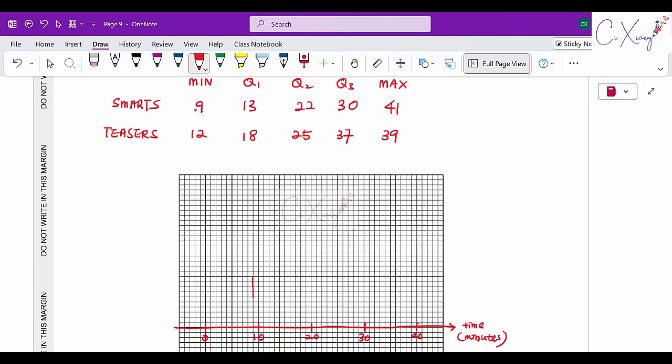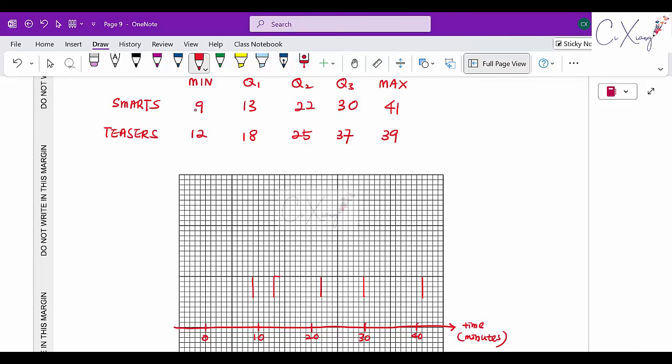9. Okay, then Q1 is 13. 10, 11, 12, 13. So you draw a line as well, 13. 22, so 20, 21, 22. Then 30, 30 is this one. Then 41 will be this value. So you can see that I draw the 5 lines here according to the ratio that I set.